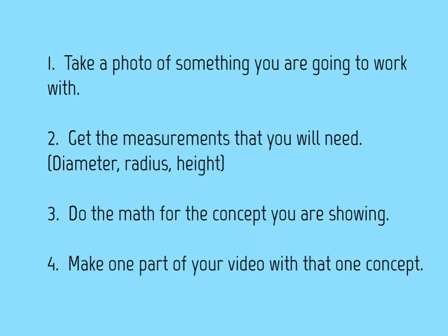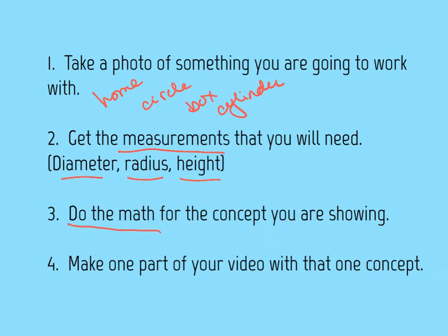You're going to take a photo of something you're going to work with. Something from home. You're going to need a circle, some sort of box, and some sort of cylinder. If you can find one of each of those and take a picture of it, you're going to be doing good. Then you're going to measure it. You're going to need diameter, radius, height of whatever it is that you do. Third thing then, before you make any video, you're going to do the math for the 6 concepts that you're going to be showing. And then finally, you're going to make your video.